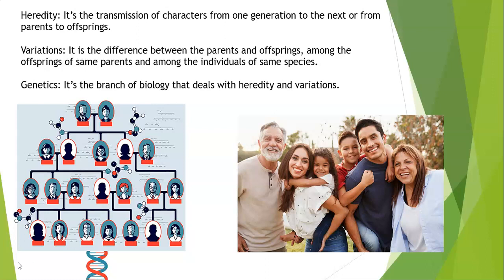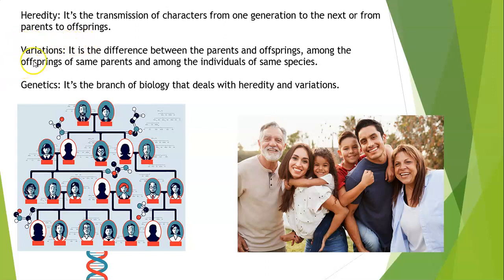Every living organism possesses characteristics of a particular species, but can be identified from each other of the same species due to certain differences. Similarities and differences are the two aspects of the same mechanism called inheritance. So, before starting this chapter, we need to understand certain terms. The first important term is heredity. It is transmission of characters from one generation to the next or from parents to offspring. Heredity simply means the characters being transferred from one generation to another.